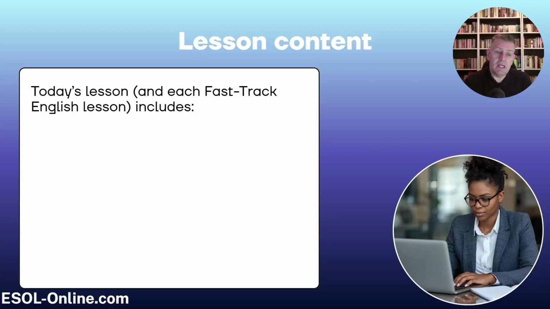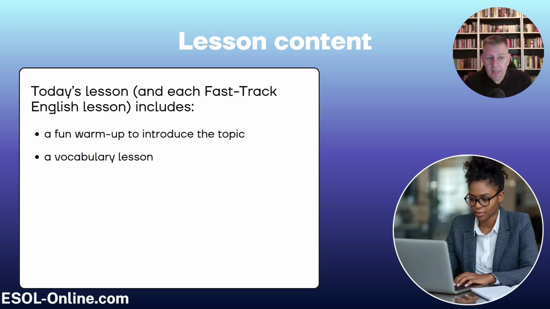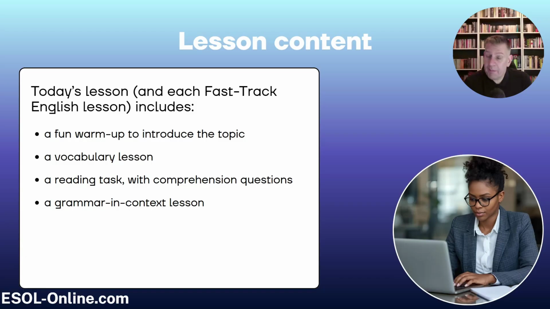So each fast track English lesson will include all of the following. We start with a warm-up. Then we go into some vocabulary, which will be the kind of vocab that you will be using for that day's topic. Using that vocabulary, we then create a reading task, which will allow you to practice your reading and to answer some questions. There's then a grammar task.